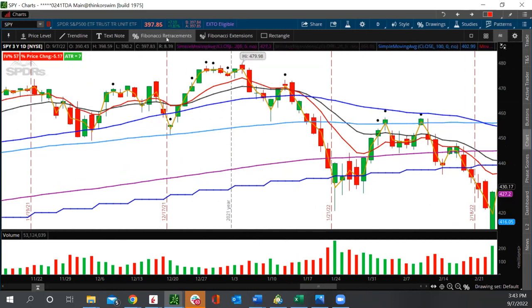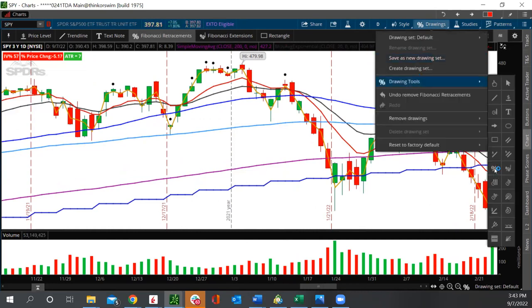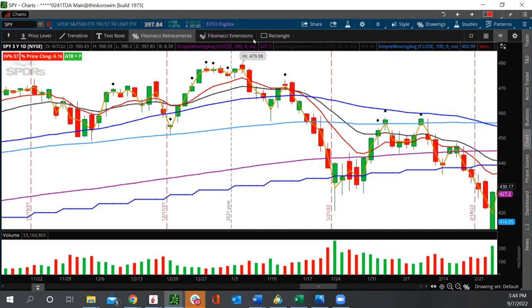So here's the Fibonacci retracements on Thinkorswim. You can also go into drawings here, and then under the drawing tools, there's the retracements here and the extensions here. I went ahead and pinned them to this bar up here for easy access, but you should be able to find these tools in any of your trading platforms. I know TradingView has it and there are others. Whatever platform you're using, you should have access to these tools.